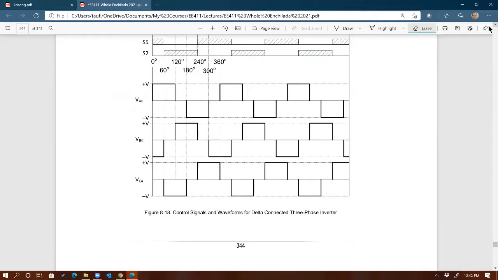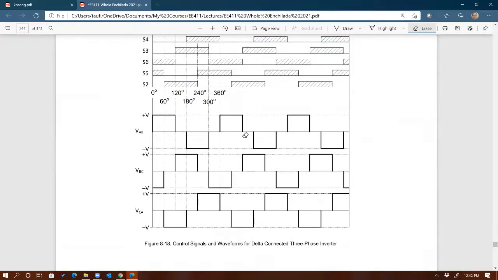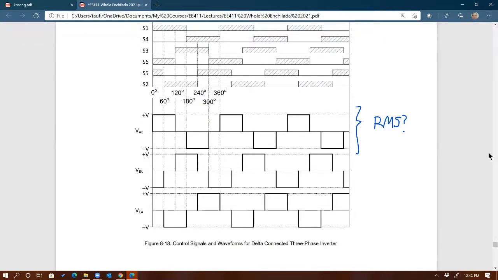And just like this looks like the line-to-line voltages for the Y connection. And what I forgot to mention is that if you are asked to find the RMS of this, can you find the RMS of this? Or how do you find the RMS of this? The answer to that question is yes, you could. How do you find the RMS of that voltage? For example, VAB.